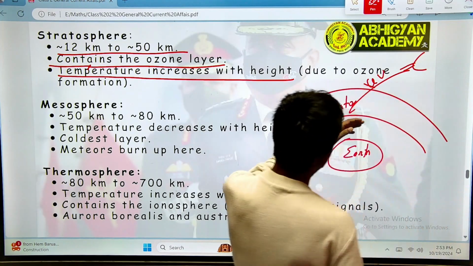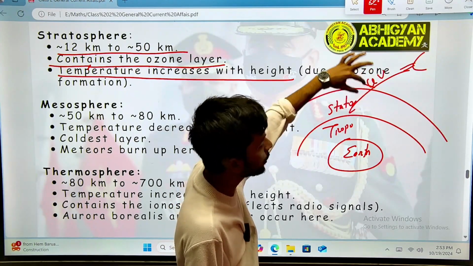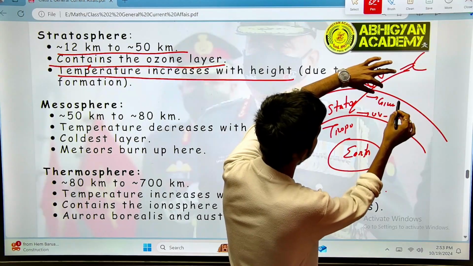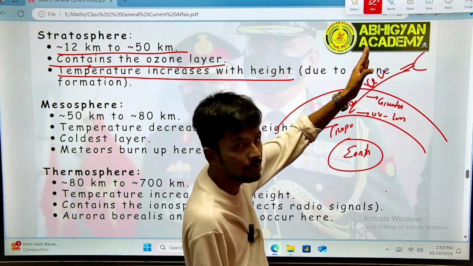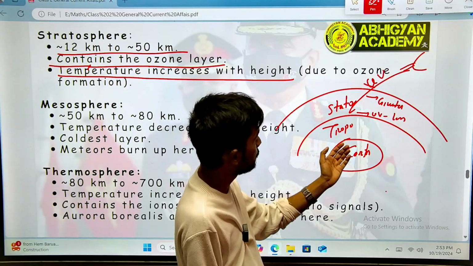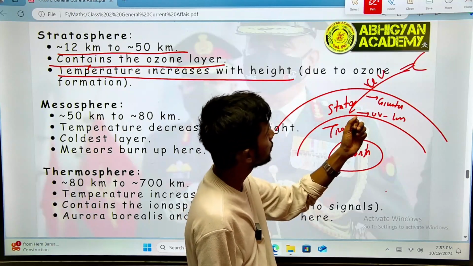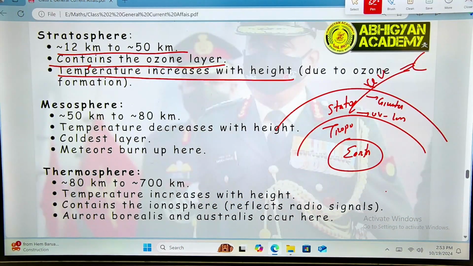So you can obviously feel that the UV radiation is more when you go up to the stratosphere. It means the UV radiation here will be less and here it will be greater. So at a higher point, the UV radiation is greater than at the lower point. So in troposphere, with the increasing of height, the temperature is decreasing. But in case of stratosphere, with the increasing of height, the temperature is also increasing. These are the two important things that should be remembered regarding the troposphere and stratosphere.